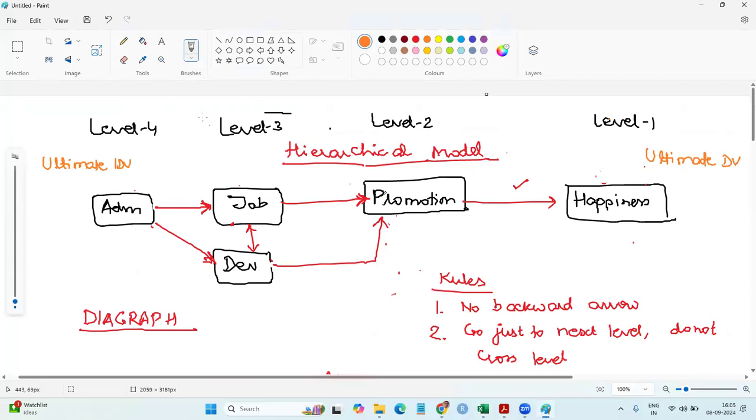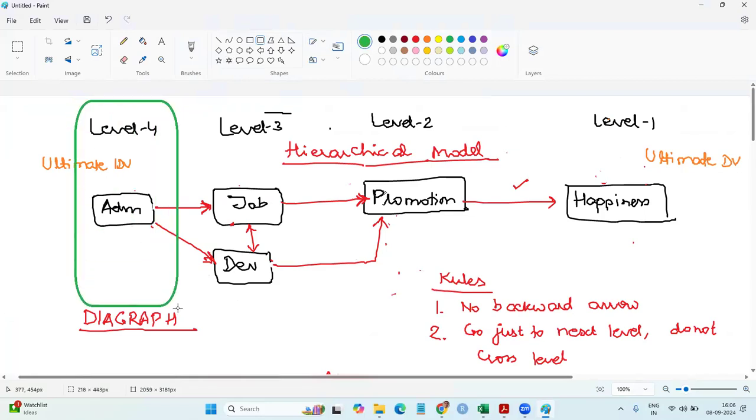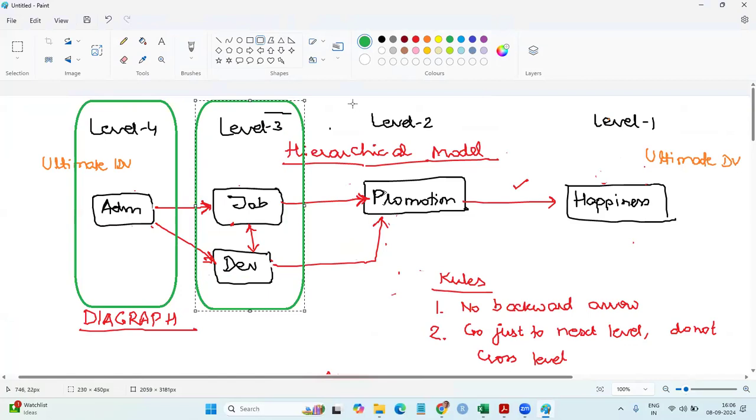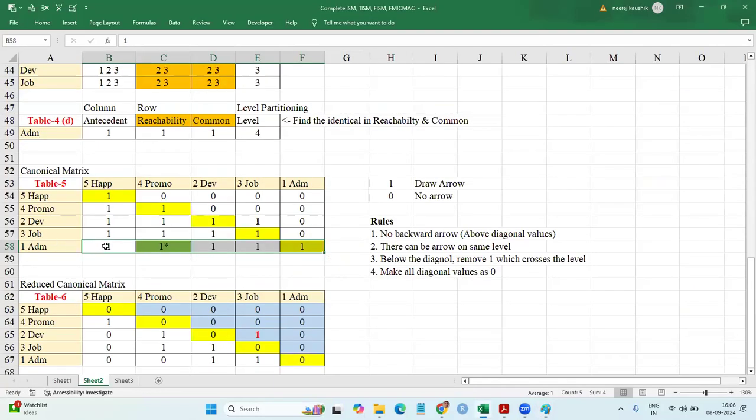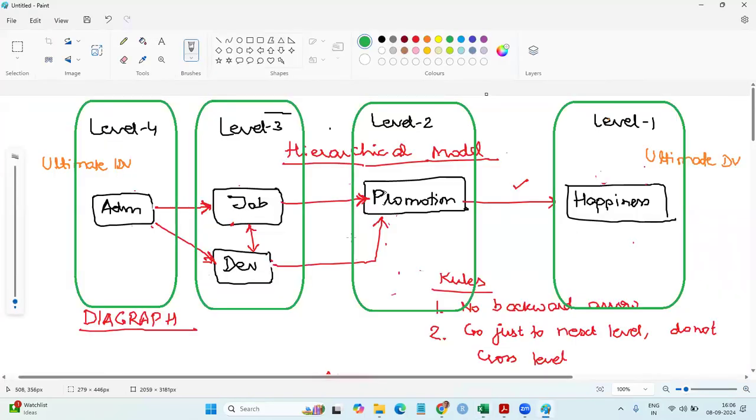How many arrows can I make? Looking from the level, shall I put something on the level? Like this is level number 4. This is level number 3. This is level number 2. And this is level number 1. You cannot cross the level. It means when you are talking about level 4, you can go just to level 3. So except here from admission, happiness and promotion, I made 0 and these are okay. These are still 1. You cannot jump the level.